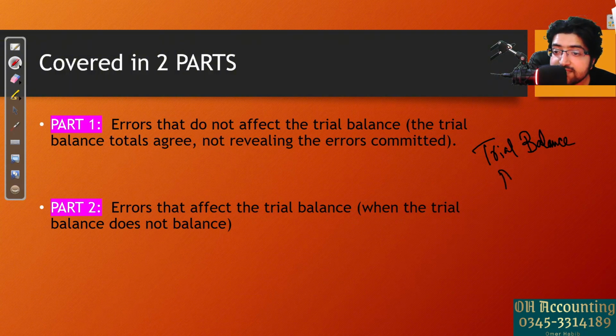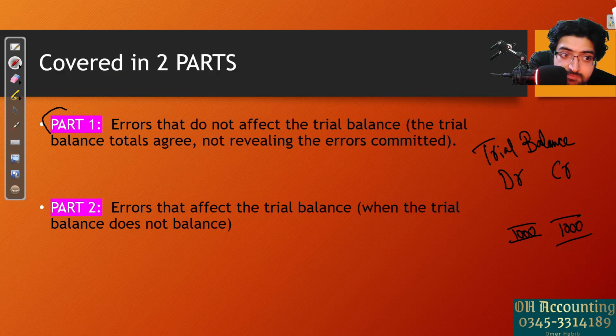So a trial balance, as you know, has a debit side and a credit side. So even if we make these errors, the debit and credit totals will be equal. Okay, even if we have made these errors. So these errors cannot be traced through the trial balance. And I will cover these in part 1 today with you.